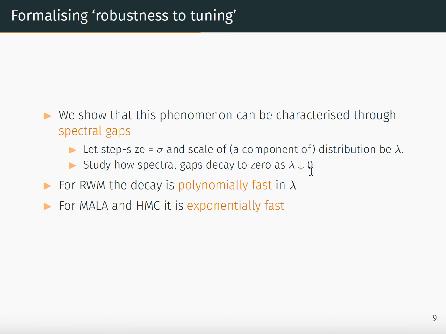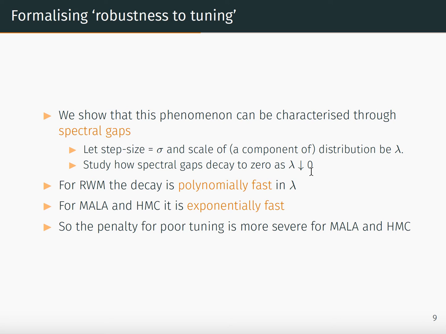And what we find is that for the random walk Metropolis, the spectral gaps decay to zero polynomially fast in this parameter. Whereas for MALA and HMC, it's exponentially fast, so it's much faster. So there is a kind of dichotomy between the two sets of approaches. And we argue that this is bad. This formalizes the idea that MALA and HMC are more difficult to tune, more sensitive to the tuning. So the penalty is much more severe.